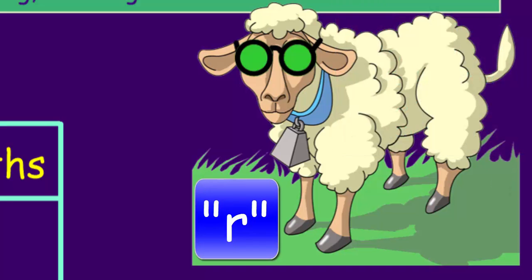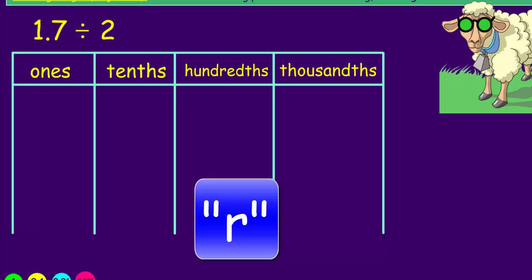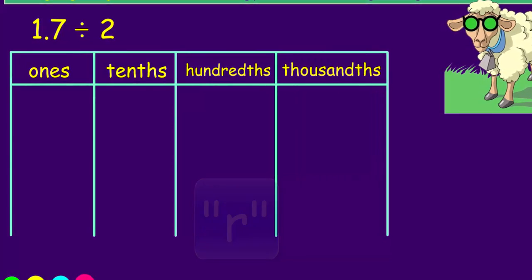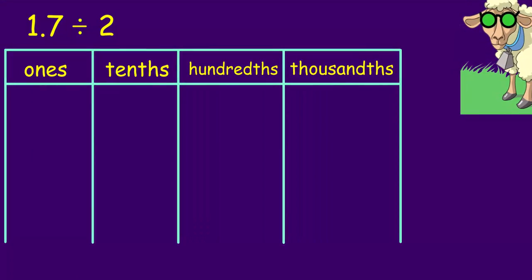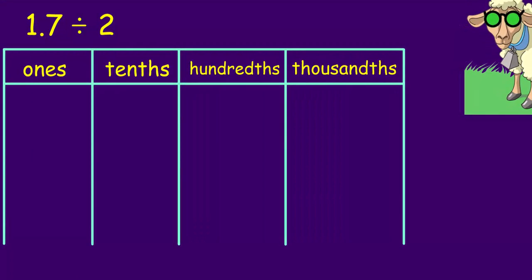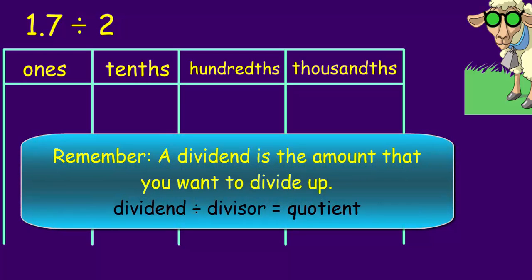We have ourselves a decimal, and it looks like a whole number too. And again, always reminding ourselves that 1.7, or 1 7/10, is our dividend. And we're dividing that dividend into two equal groups. We need to have the same quantity in each group.